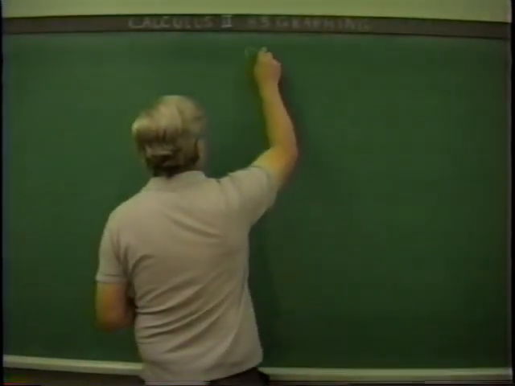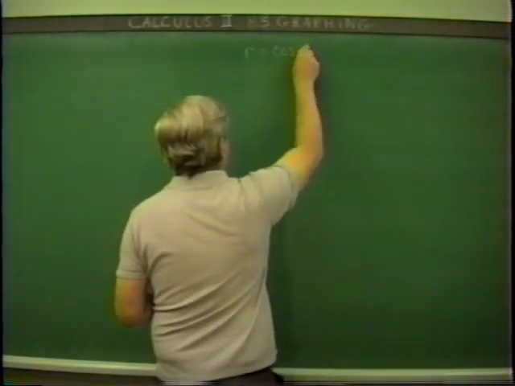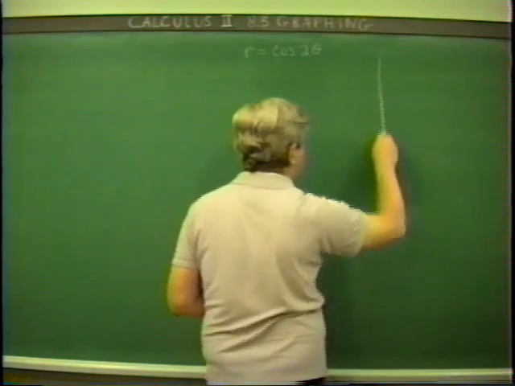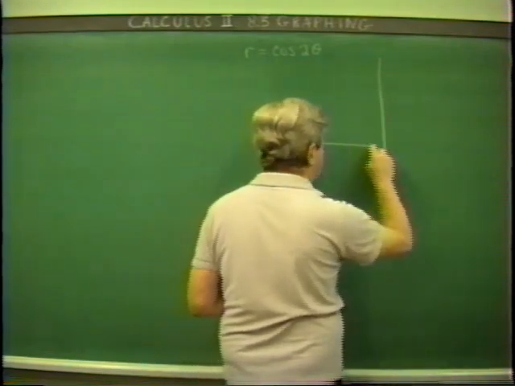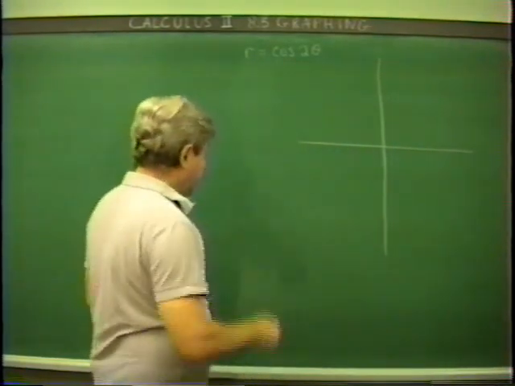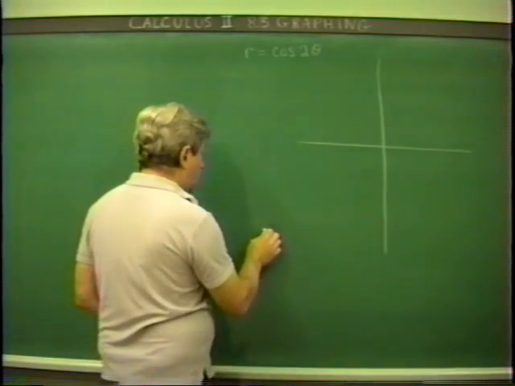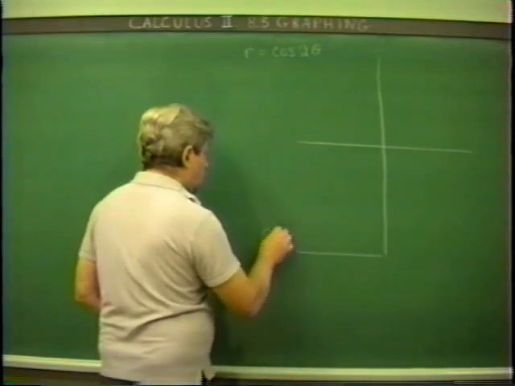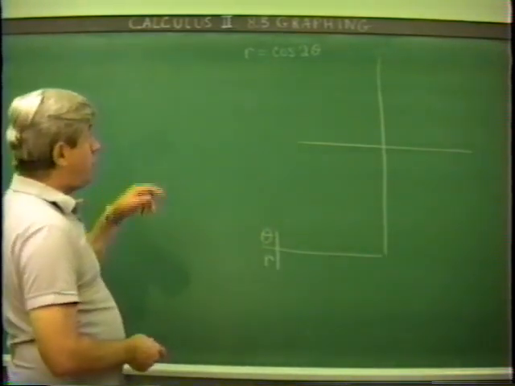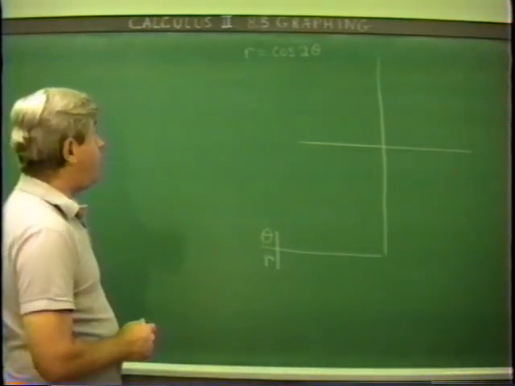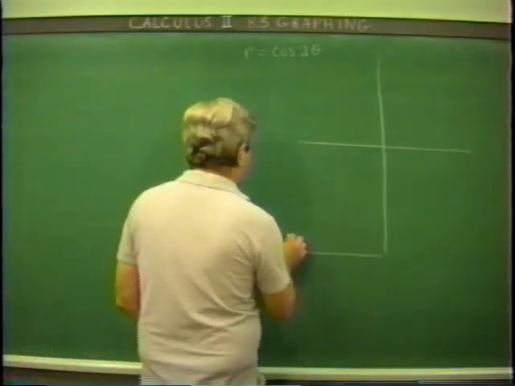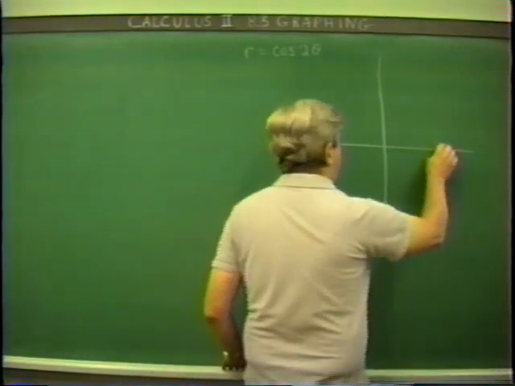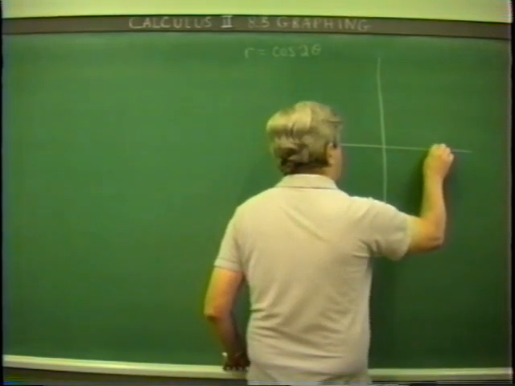Some additional graphs here. Let's take a look at R equals cosine 2 theta. Right. Various values of theta and corresponding values of r. Now here, since we're looking at cosine 2 theta, it's going to pay to use smaller angles here to get an idea of what's happening. First of all, let's start with theta equal to 0. Cosine of 0 is equal to 1. So this starts out over here at 1.